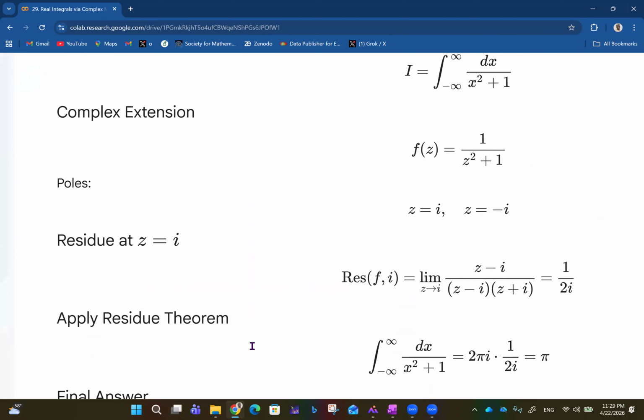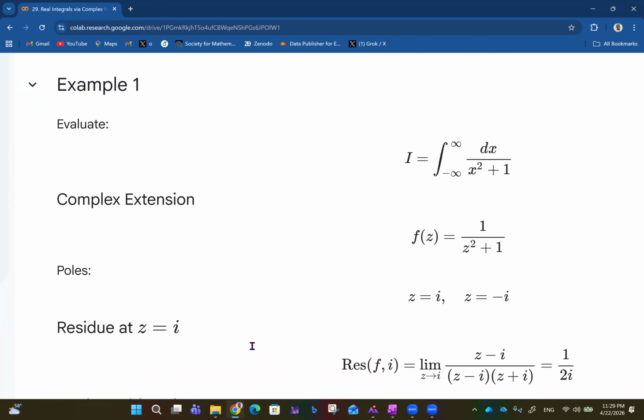So we can start with example one here. You want to evaluate the integral from minus infinity to infinity of dx over x squared plus 1. I think we did this in the last video, by the way. The complex extension of this will just be f of z equals 1 over z squared plus 1. If you factorize this, that will be z plus i into z minus i, meaning that you have z equals minus i and z equals i. So the poles are at z equals i and z equals minus i.